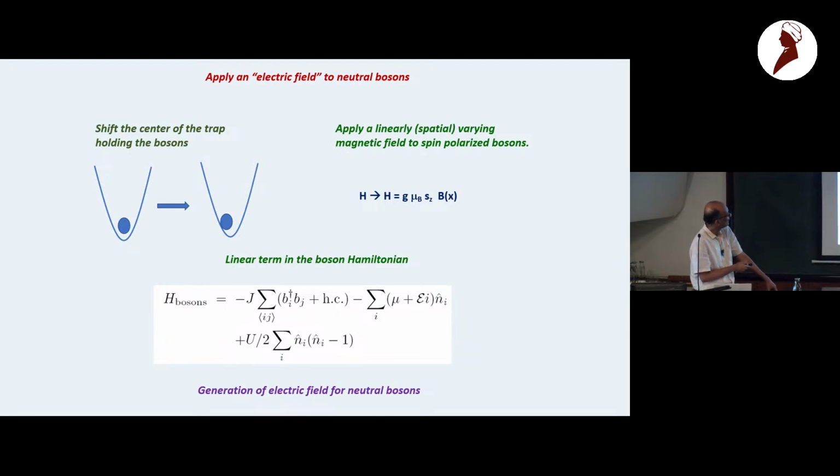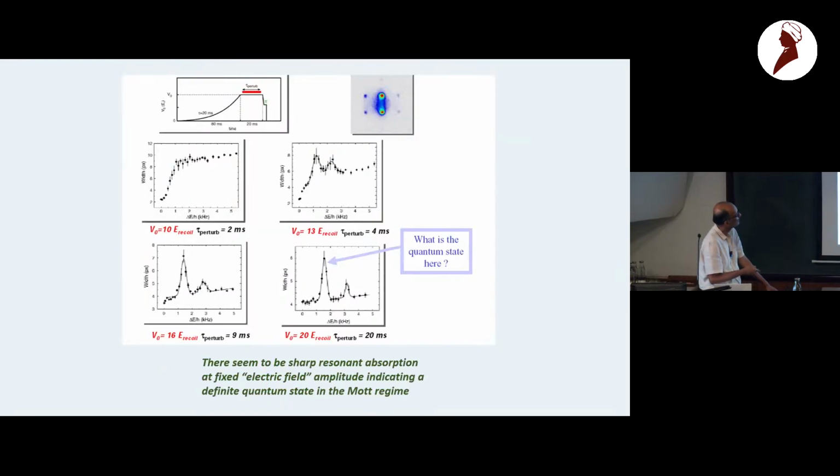And the Hamiltonian then has the standard Bose-Hubbard model, but in the presence of this electric field. So this is a technique for generation of a quote-unquote electric field for neutral bosons. Okay. It just means that you put a linear term, a term in its Hamiltonian which varies linearly in space. Okay. So this is something that Immanuel Bloch and his group did in this 2001 experiment.